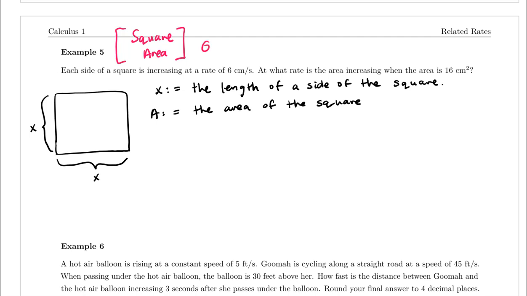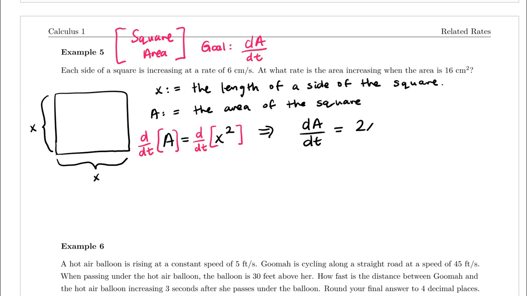And let's identify our goal as well. What are we trying to find? It says at what rate is the area increasing when the area is 16 square centimeters. So we're trying to find the rate at which the area is increasing over time, which is another way of saying dA/dt. So if this is a square area question, then the equation we would use is A equals x squared, since the area of a square is its side length squared. And then from here, we'd like to take the derivative with respect to t on both sides and use implicit differentiation. If we do this, this is going to end up giving us dA/dt is equal to 2x times dx/dt.